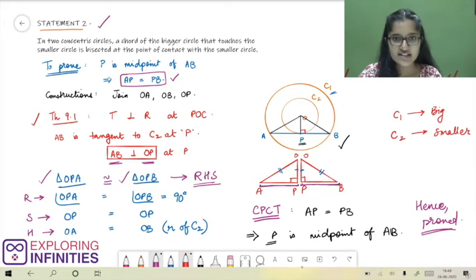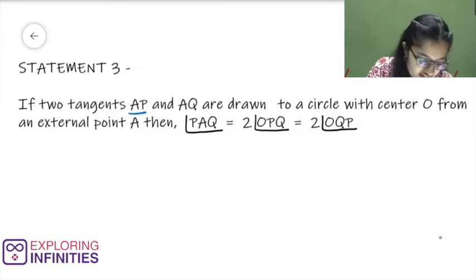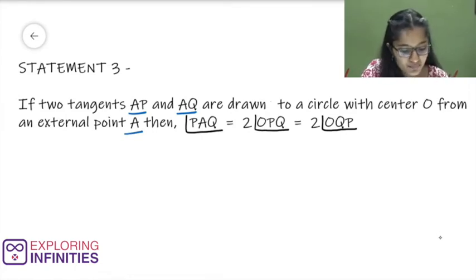Now, let us see statement 3. Statement 3: If two tangents AP and AQ are drawn to a circle with center O from an external point A, then angle PAQ is equal to 2 times angle OPQ, which is equal to 2 times angle OQP.